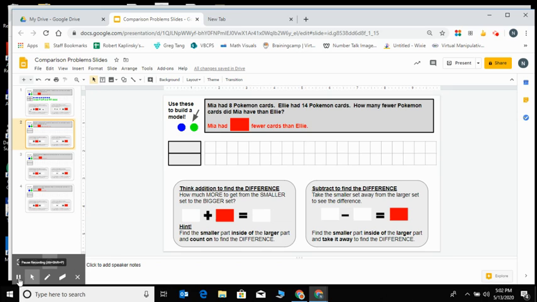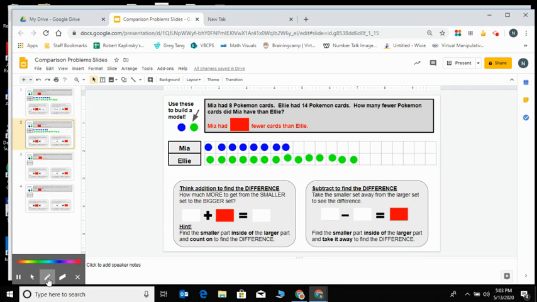I'll be right back. All right, I have set up my model where Mia has 8 Pokemon cards and Ellie has 14. Now I need to figure out how many fewer is 8 than 14. I do know that 8 is less than 14, but how much less? Let me use these strategies to help me think about it. I'm putting a line to separate the part that they both have the same because both of them have at least 8, but then Ellie has some more, right?